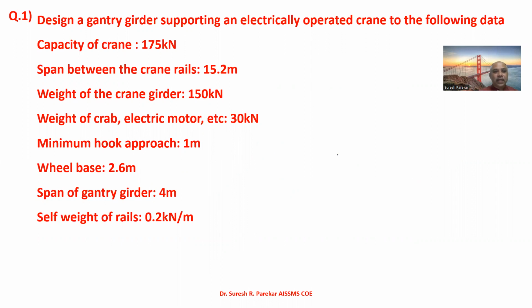The data is given: crane capacity is 175 kilonewton. Span between the crane rails, actually this span we are considering as 15.4. Now why I have taken this as 15.4, that is most important. We are going to consider beams as columns. So I have this as one beam, which is the first column, and we have another beam, which is the second column.